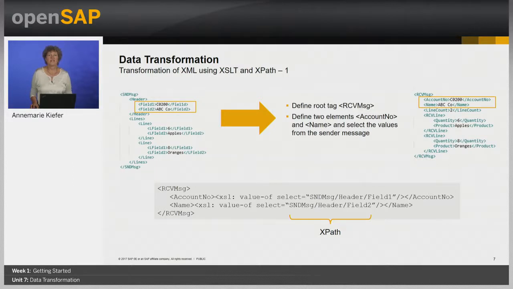Next, we declare a variable called line count and assign to it the count of the number of line nodes in the sender message. The result is 2. We use an XPath expression to navigate to the line node. We define a new element, line count, and use the XSL value of select to extract the count from the variable into the receiver XML using the count function. When using a variable, add a $ sign in front of the variable name.